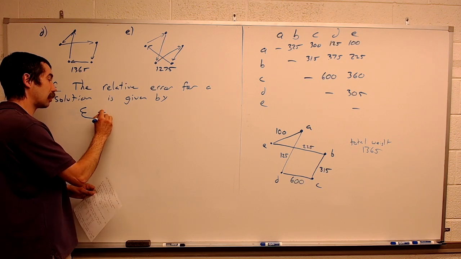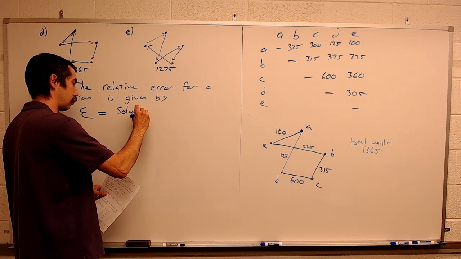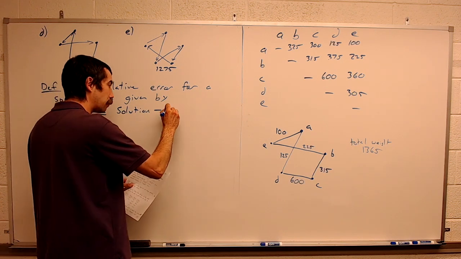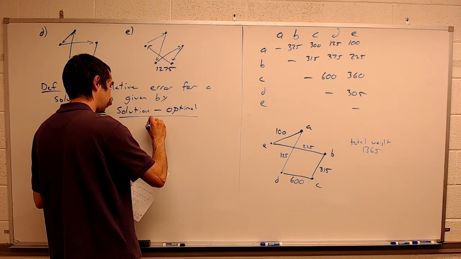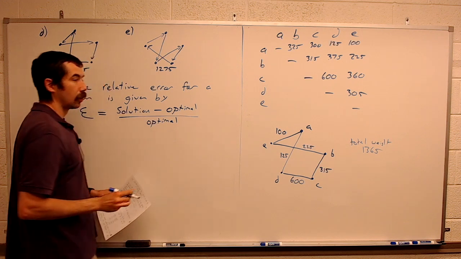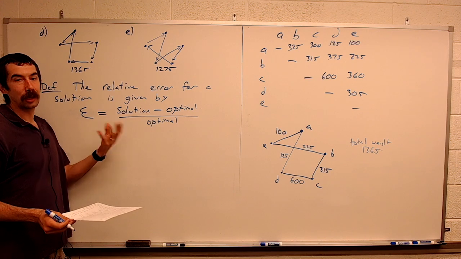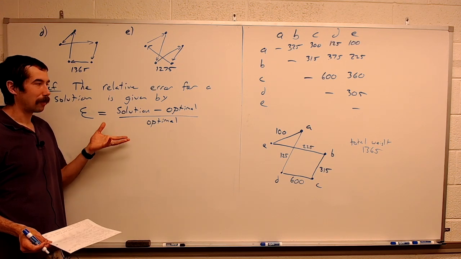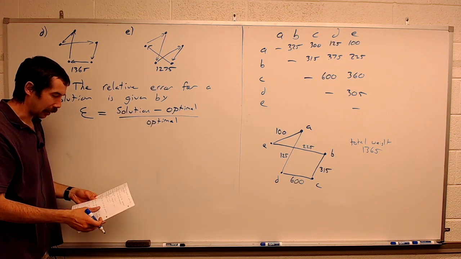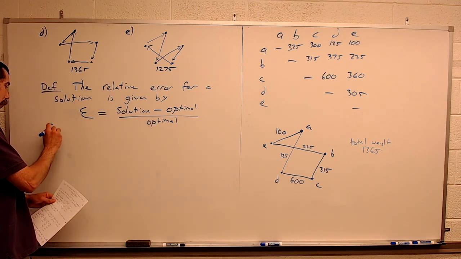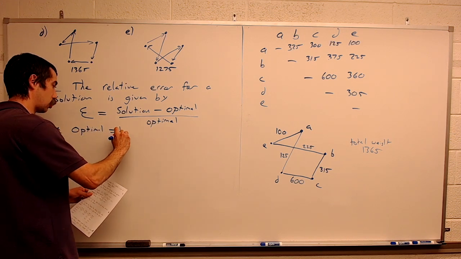All right, so what is the formula for relative error? It's the solution that we get minus the optimal value, divided by optimal. All right, and so the only way we would know optimal is if we actually do the brute force algorithm. So in practice, we can't really get relative error every time. But in our example here, we can. So in our example, optimal was 1270.